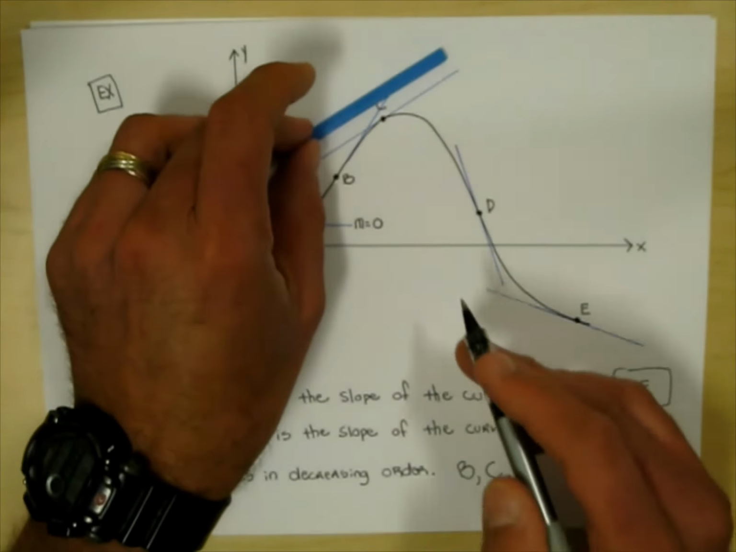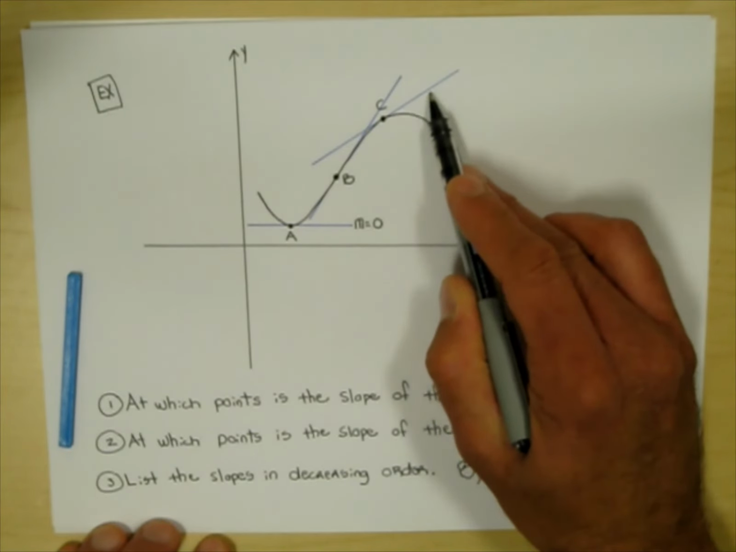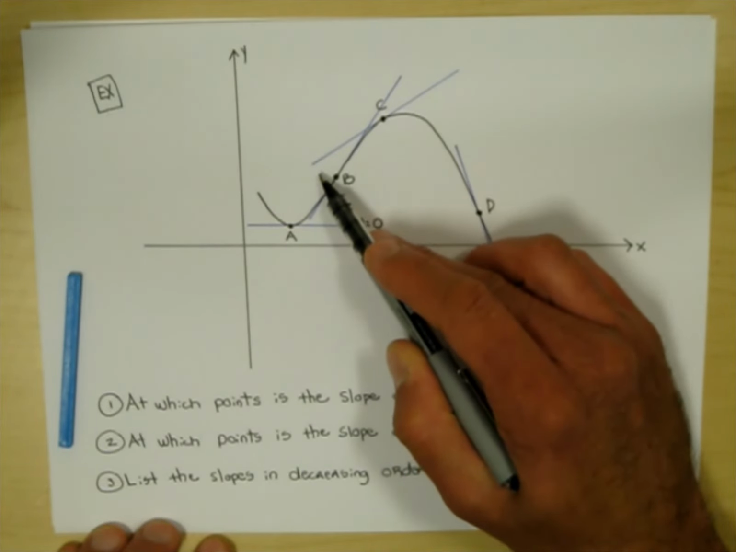Now, remember, it's rise over run, so maybe C is like you rise up 1 and you run over 2, and maybe B is you rise up 2 and run over 1.